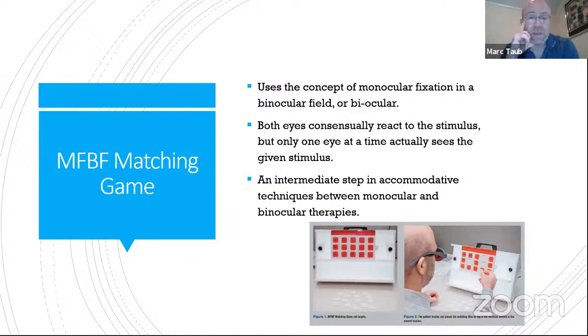The MFBF matching game. This is kind of a middle ground. This is kind of an anti-suppression. The MFBF stands for monocular fixation in a binocular field. So this is going to be an activity that is going to be between monocular and binocular skills. You'll see here, let's see, do I have a closer picture? No. So the neat thing about this is that, as we know, if one eye accommodates, the other accommodates. If one eye does a vergence movement in, the other eye is going to follow suit. That's just basic rules of anatomy and physiology.